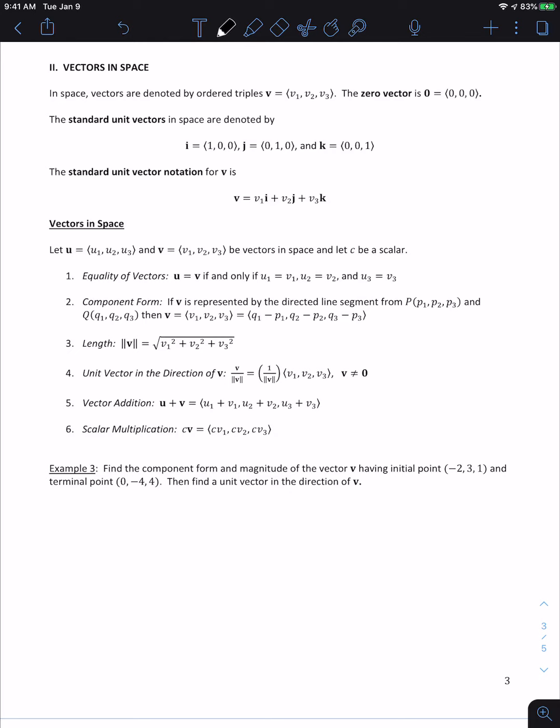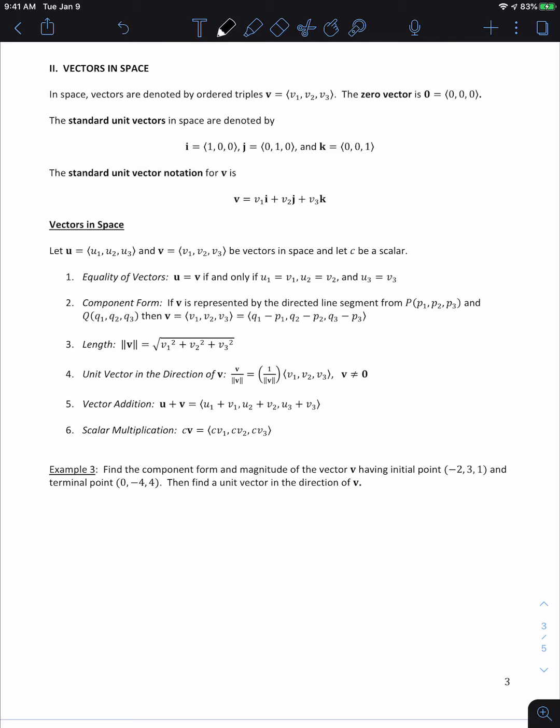So the standard unit vectors are somewhat similar, right? The i is where I have 1 in the first component and zeros elsewhere. The j is where I have 1 in the second component and 0 elsewhere. And now k is the new one here, where I have 1 in the third component, but zeros elsewhere. And so the standard unit vector notation for v is just going to be the first component times i, plus the second component times j, plus the third component times k, just the same way we did the standard vector notation in the 2-space.